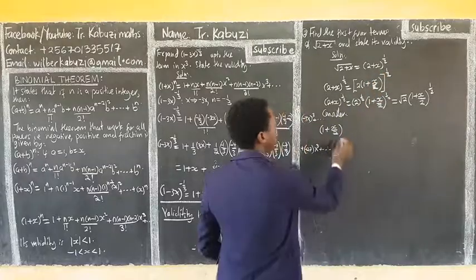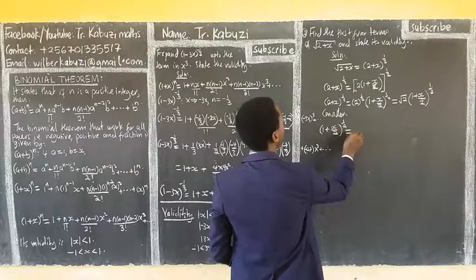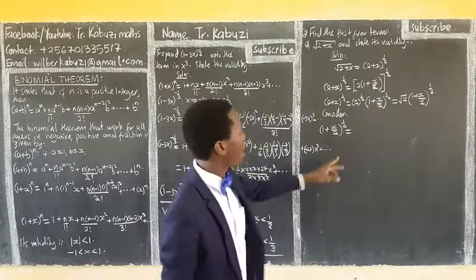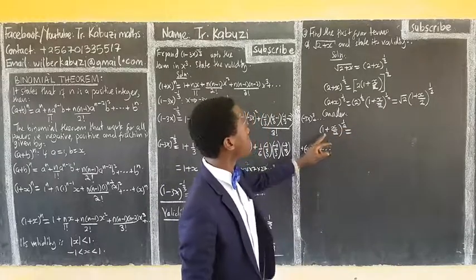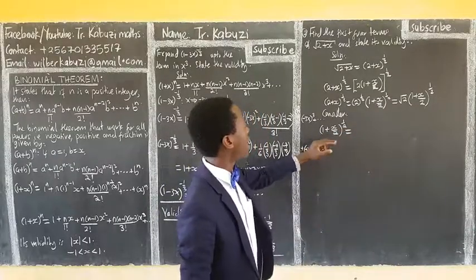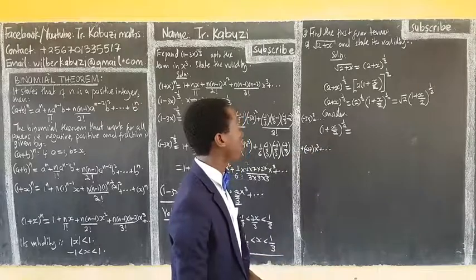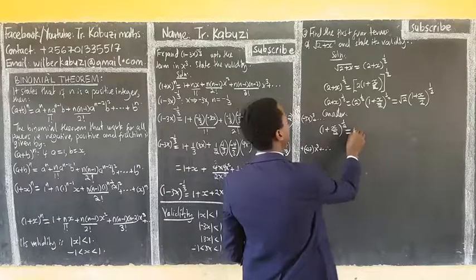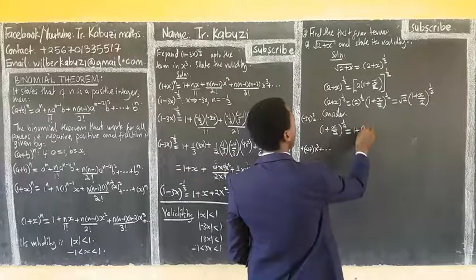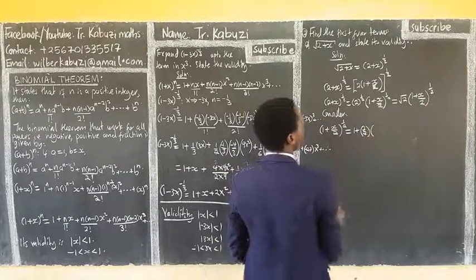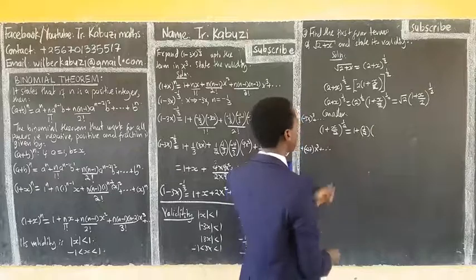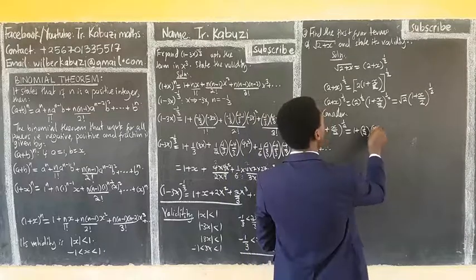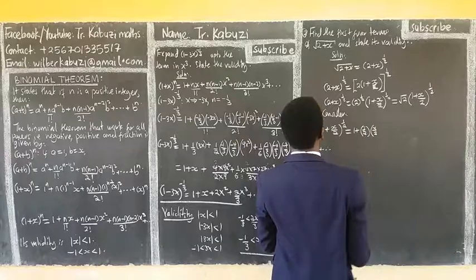As simple as that, power half. You start now from here. This is our n, and this is our x if we compare. Now if I put it there, I'm going to have 1 plus my n, which is half, then plus my x, which is x over 2.